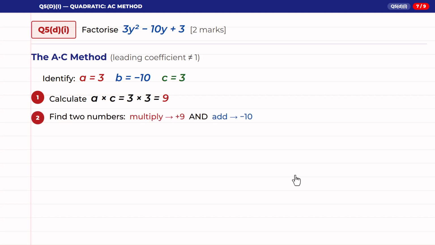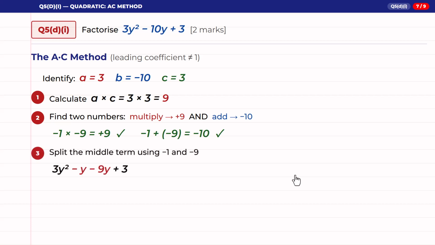Step 2, find two numbers that multiply to give positive 9, and add to give negative 10, which is the value of B. Try negative 1 and negative 9. Negative 1 times negative 9 is positive 9, correct. Negative 1 plus negative 9 is negative 10, correct. Step 3, split the middle term. Instead of writing minus 10y, write minus y minus 9y. This is valid because negative 1 plus negative 9 equals negative 10.